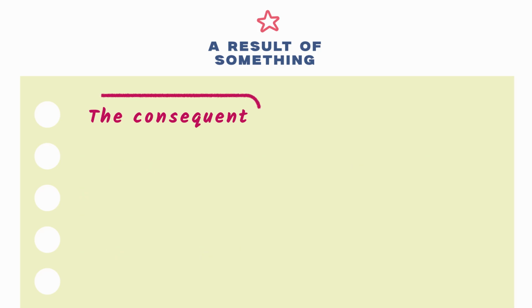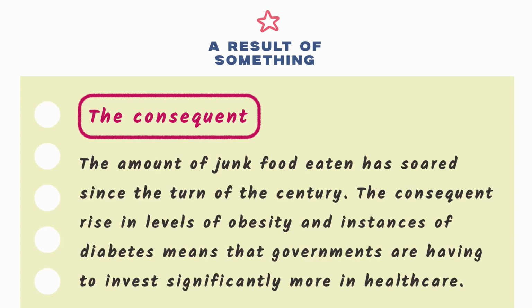The next linking word is "the consequent," and after that we have a noun phrase. For example, the amount of junk food eaten has soared since the turn of the century. The consequent rise in levels of obesity and instances of diabetes means that governments are having to invest significantly more in healthcare. So you see how I use the linking word "the consequent" in this sentence.